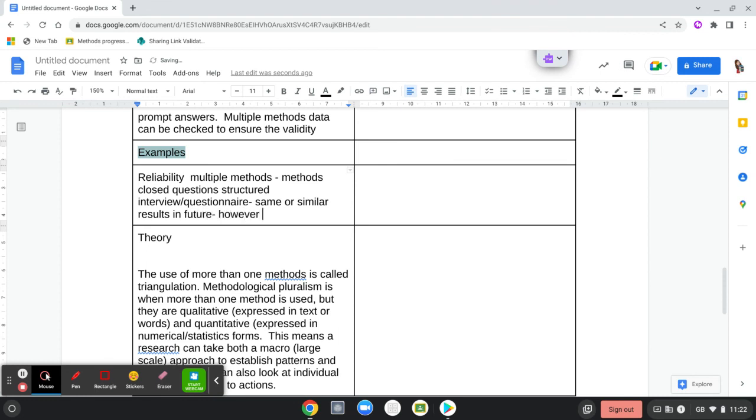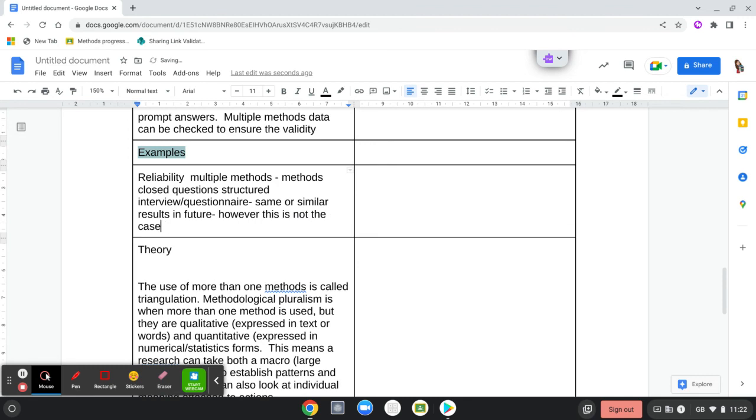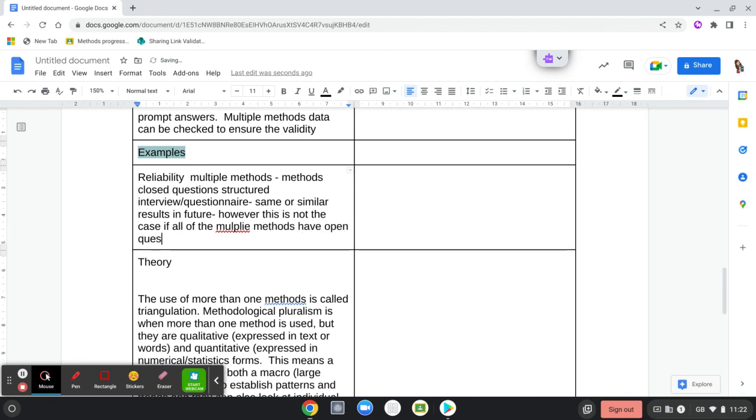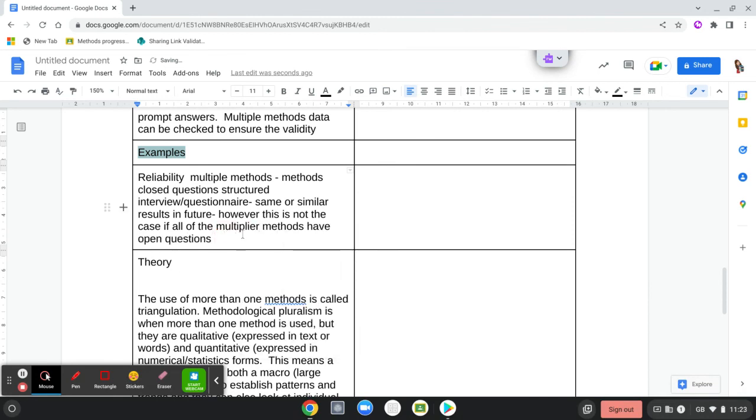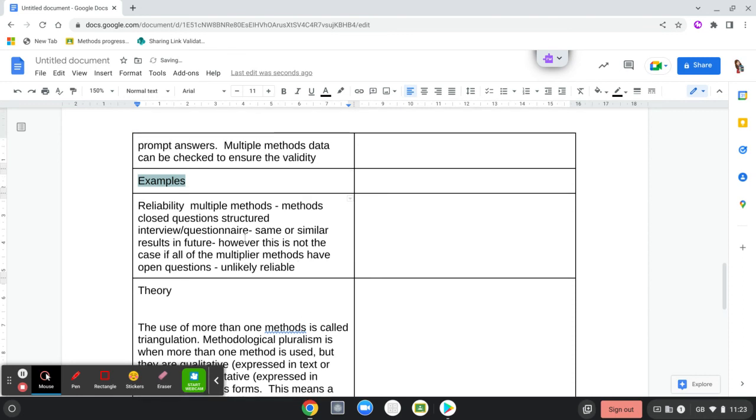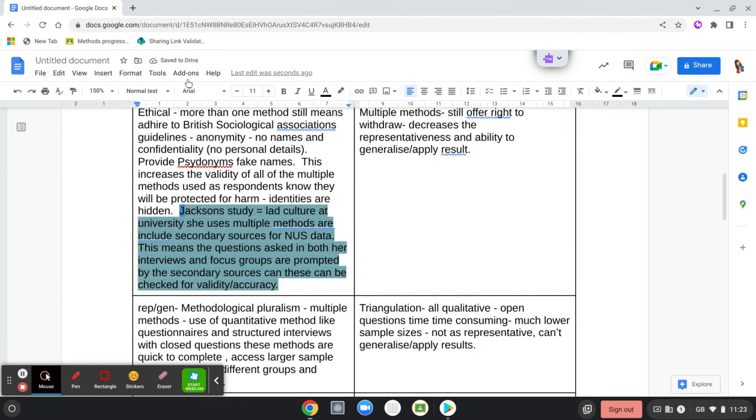However, this is not the case if all of the multiple methods have open questions, as you're unlikely. So this is not the case if those multiple methods all have open questions. It's unlikely that you'll be able to get reliable data in future. Okay, more than one method.